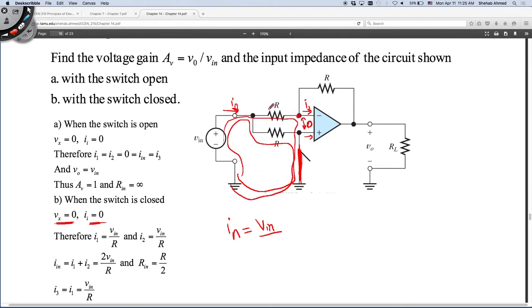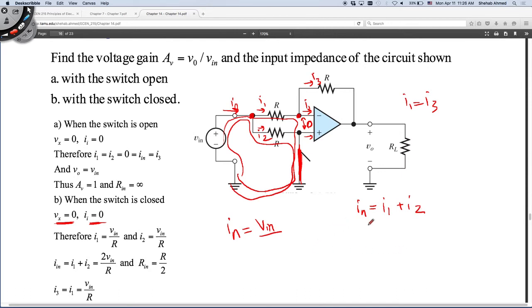Right? So what is I1 equal to? This is I2, this is I3. So I know I1 is equal to I3. Right? What else do I know? I know that I input is equal to what? I1 plus I2. This is coming into the node. These are coming out of the node. So I input is equal to I1 plus I2.